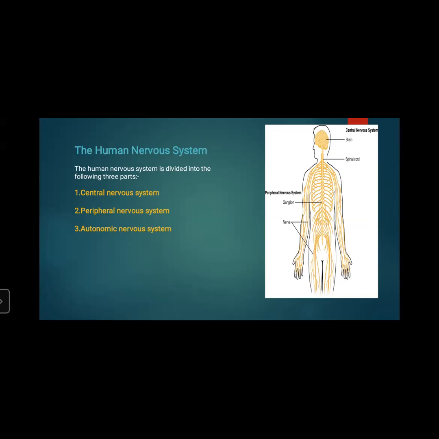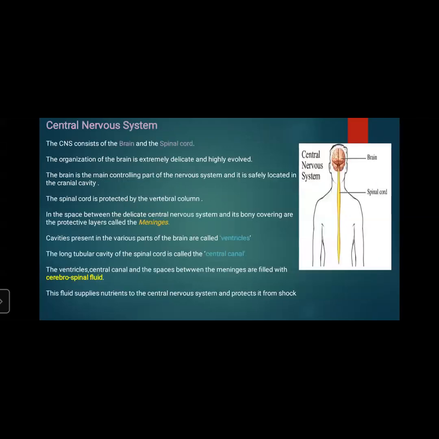So CNS, the central nervous system, consists of the brain and spinal cord. The organization of the brain is extremely delicate and highly evolved. The brain is the main controlling part of the nervous system, and it is safely located in the cranial cavity. The spinal cord is protected by the vertebral column. In the space between the delicate central nervous system and its bony covering are the protective layers called the meninges.